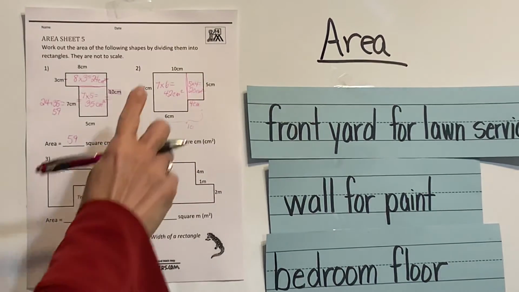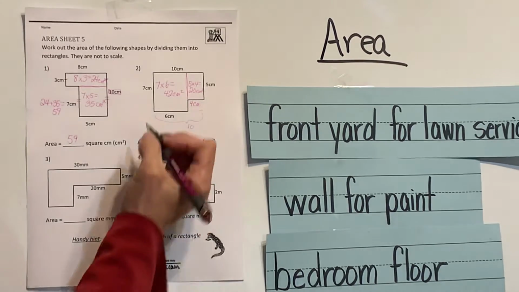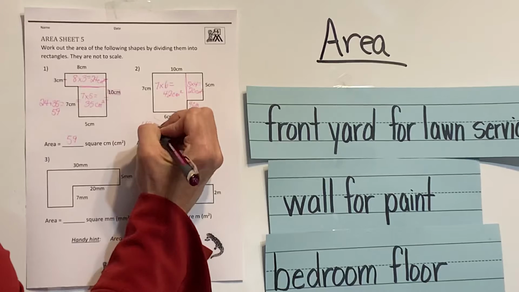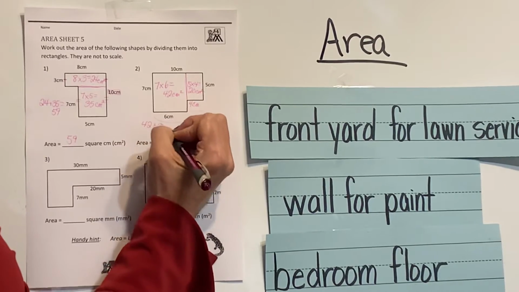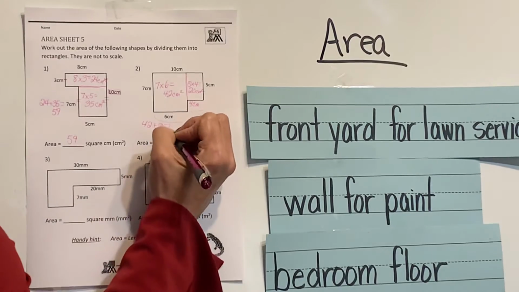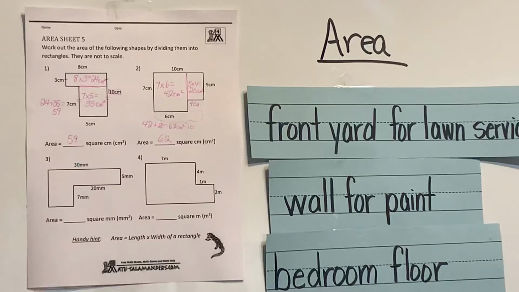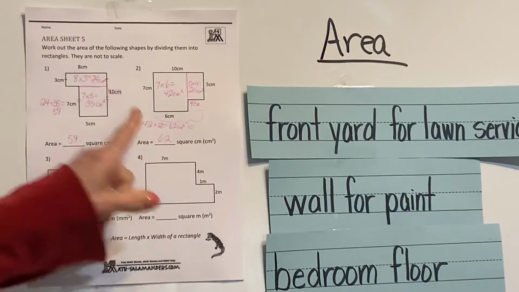All right, so now all I have to do is put these 2 areas together to find the total area. So now I've got 42 centimeters squared plus 20 centimeters squared, which gives me a grand total of 62 centimeters squared. Okay, so now I know the whole area of that figure.